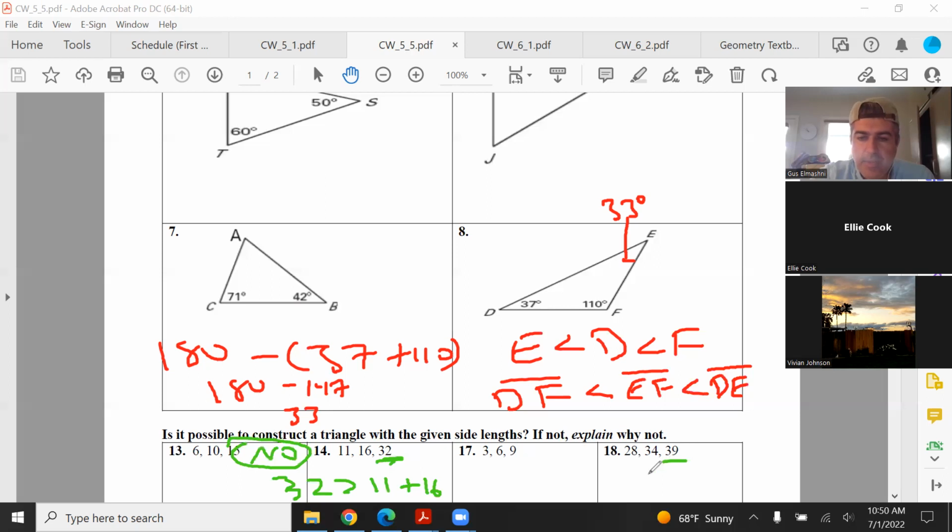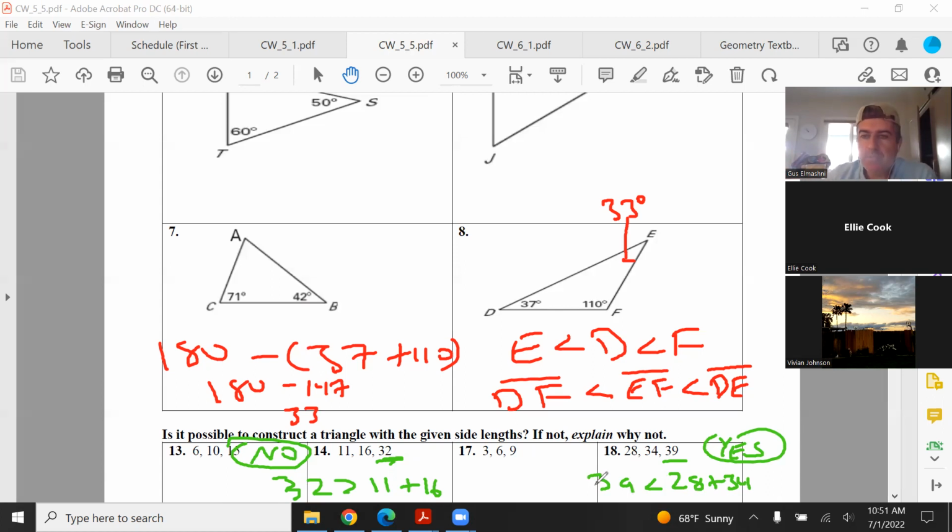Then here, 39 is the biggest side. 39 is less than 28 plus 34. So the answer is yes. And so when you are asked to explain, you just have to show the inequality, right? Show that the biggest side is smaller than the sum of the other two sides if the triangle can be constructed. If it can't be constructed, then show that the biggest side is greater than the sum of the other two sides.